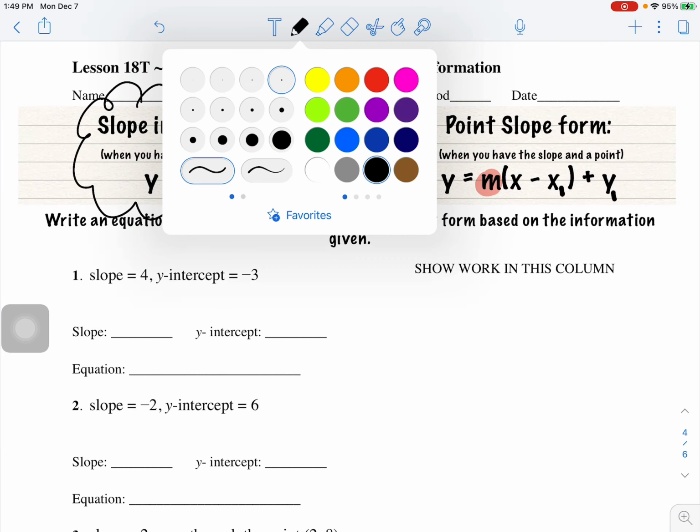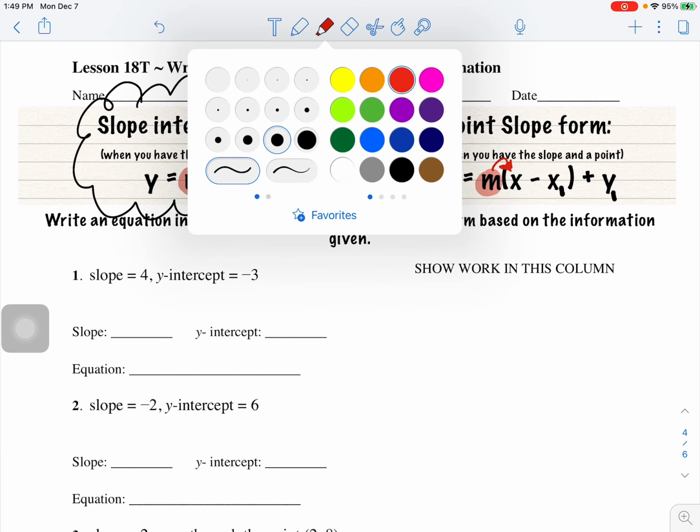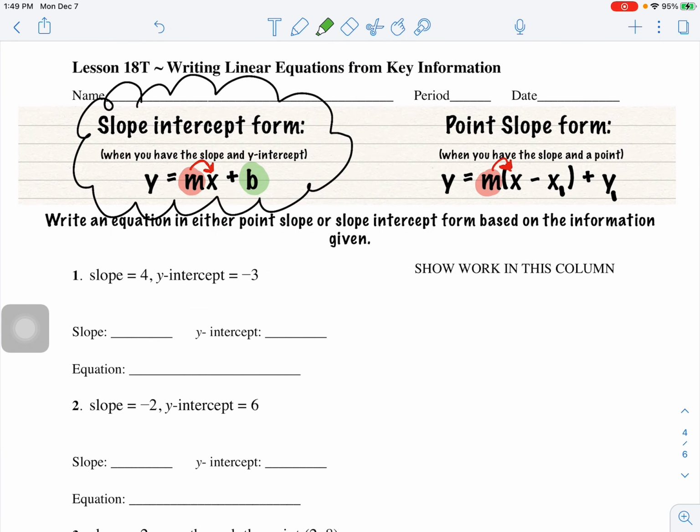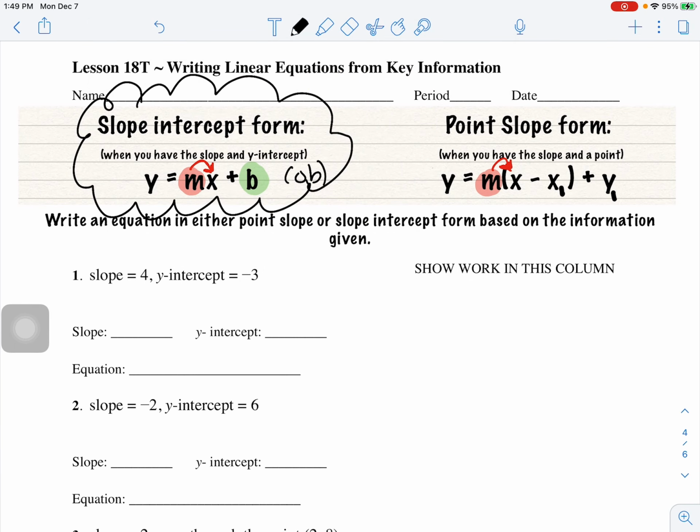Also, in both of these, M is attached to the x, right? This one is mx, which means m times x. This one is m times x minus something or plus something. So the m and the x are still attached. That's how you can identify your slope. And then in slope-intercept form, it's just b, and that's the point that starts at (0, b).